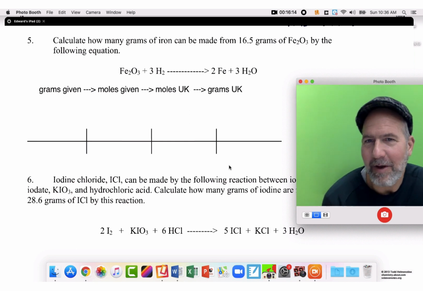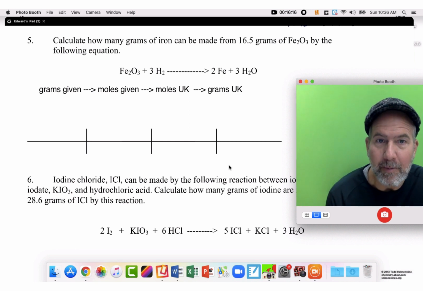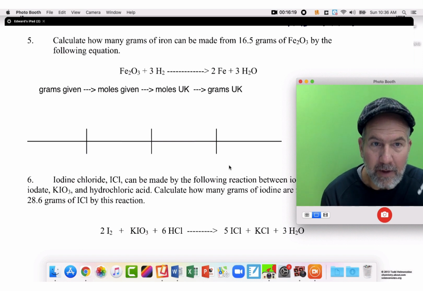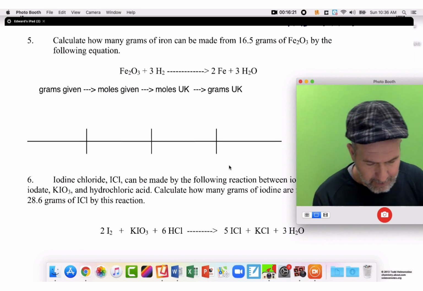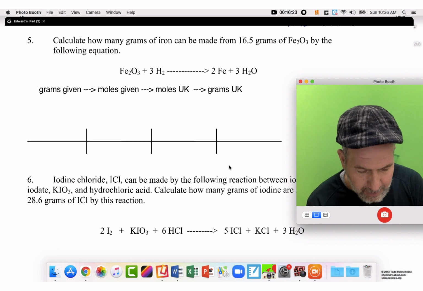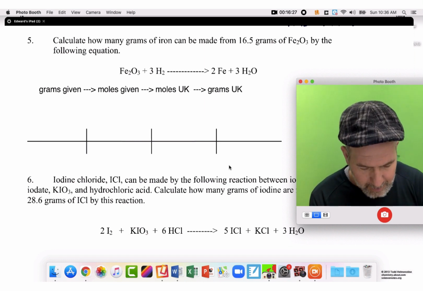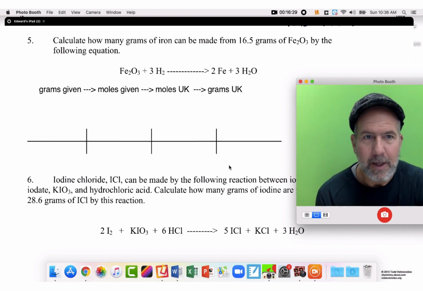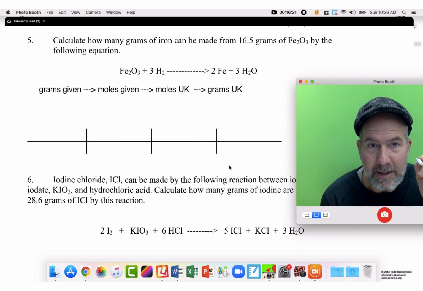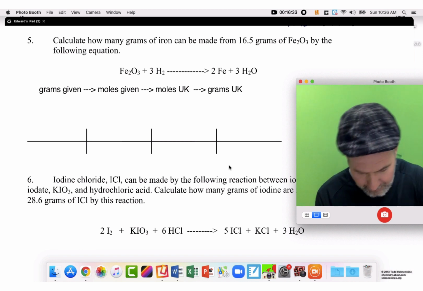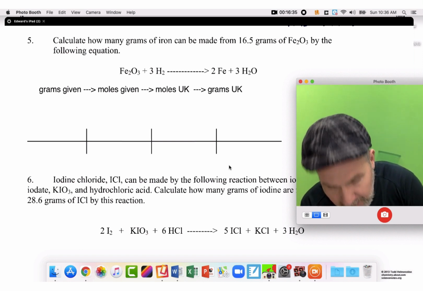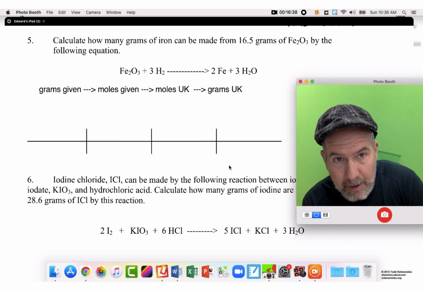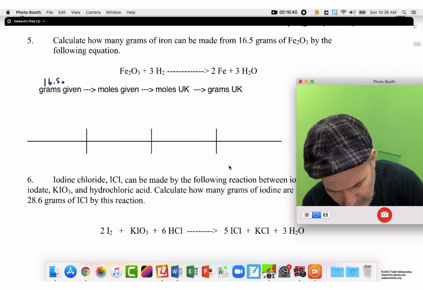Okay, so calculate how many grams of iron can be found from 16.5 grams of iron 3 oxide. I know that's iron 3 oxide because I can look at that and I can calculate that the charge of the iron had to be +3, right? So let's go purple today. So we had iron 3 oxide, 16.5 grams. That's our given. So our given is iron 3 oxide. So we have 16.5 grams of Fe2O3, right?